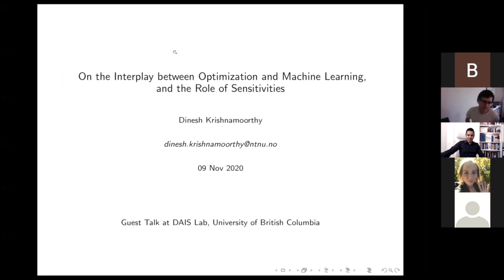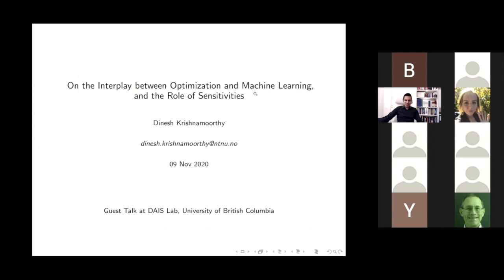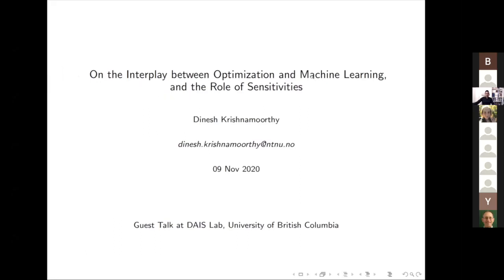Yep, looks good. Okay, so today I thought I would talk about the interplay between optimization and machine learning and the role of sensitivities. It seems a bit broad, especially when you say interplay between optimization and machine learning, but the main focus here is the role of sensitivities.